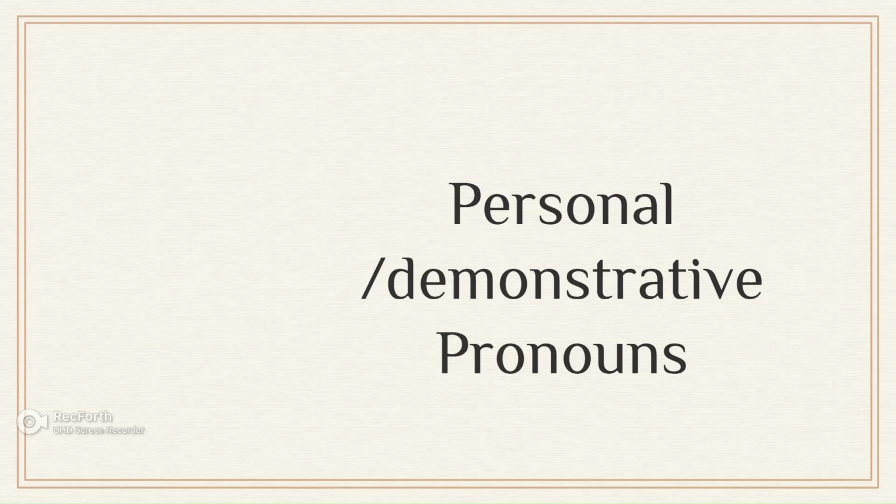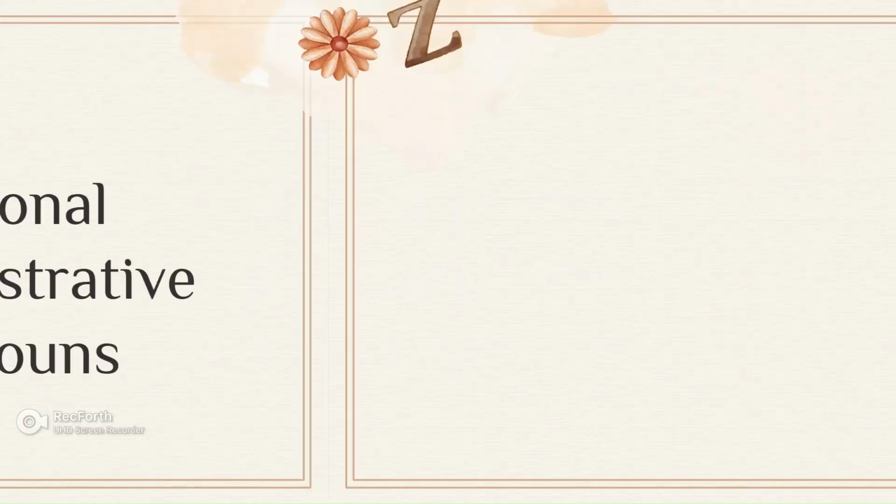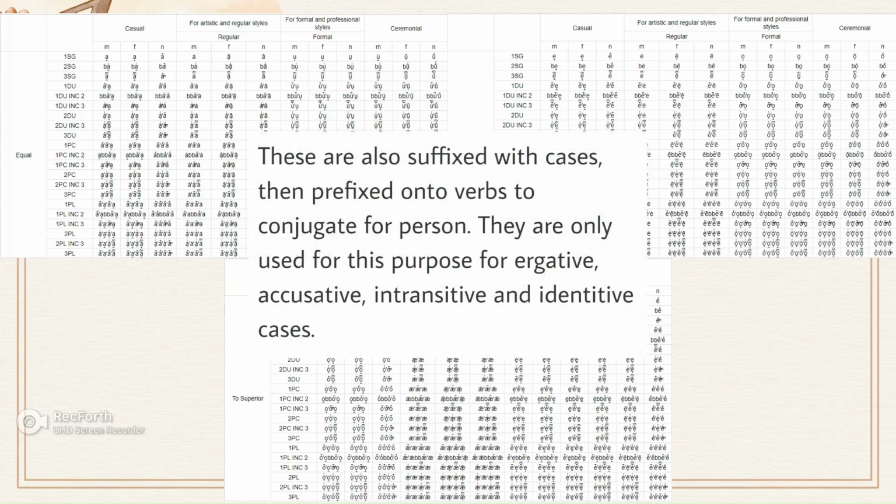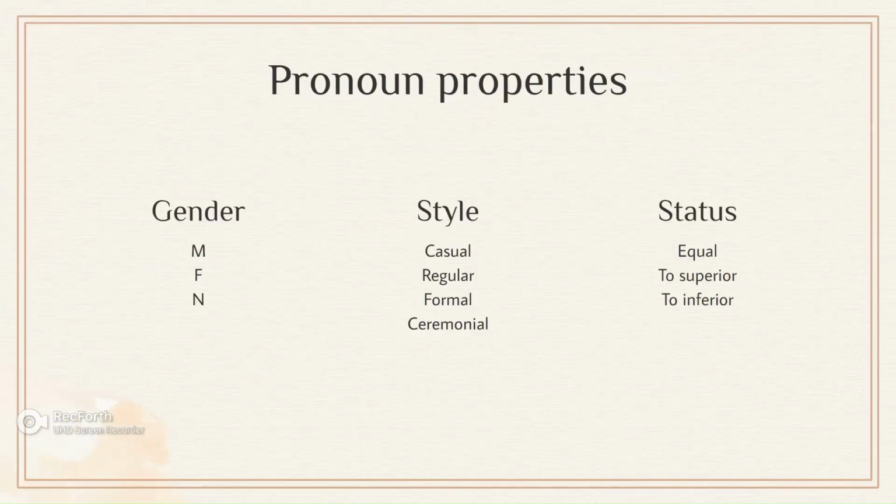Personal demonstrative pronouns. Now here is where it's going to get better. These are the pronouns. Pronouns can be suffixed with cases and then prefixed onto verbs to conjugate for person. You only do this where there are nouns that are in the ergative, accusative, intransitive, or identitive case. Now these nouns are differentiated also based on the gender, the style, the status, and also, I forgot to put that here, the number.